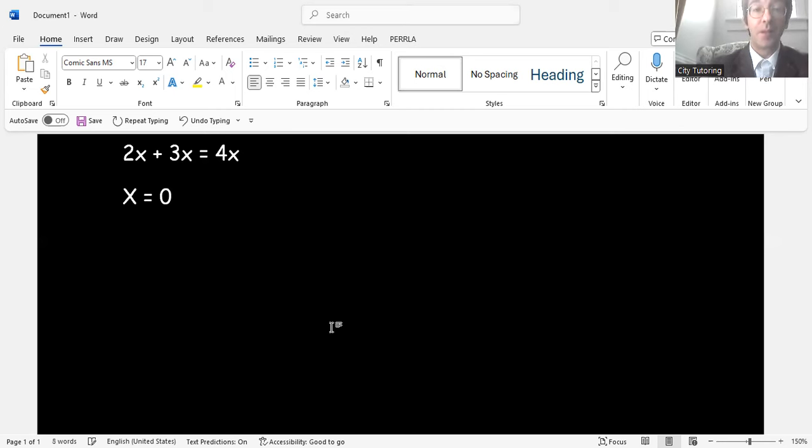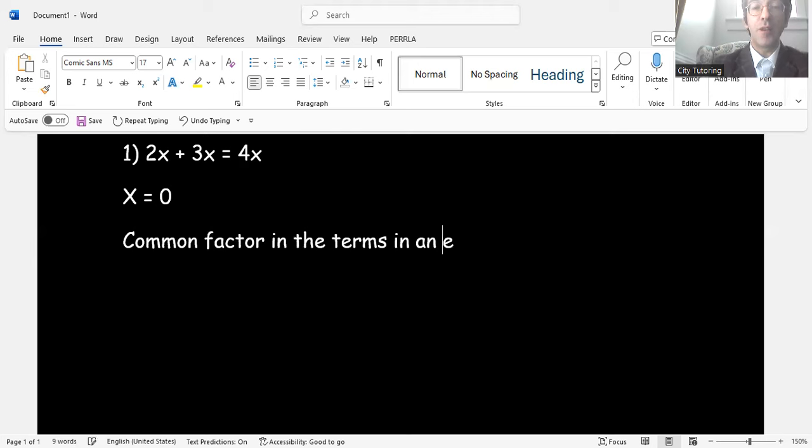Done. Right? Now, look at the traditional way, or how it's taught in school. You would have to bring the 4x to the other side and then set this equal to zero. And then, of course, you would do your manipulation. I'll write it down here. Common factor in the terms in an equation, zero.